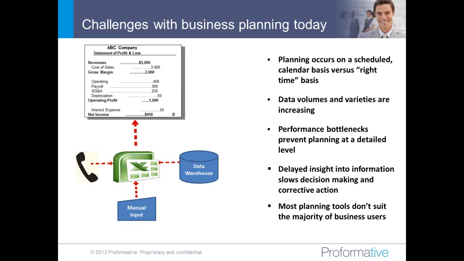The inability to get immediate variance analysis on battleground KPIs delays decision-making and corrective action. Current planning tools don't suit the majority of business users, reducing planning accuracy and accountability.